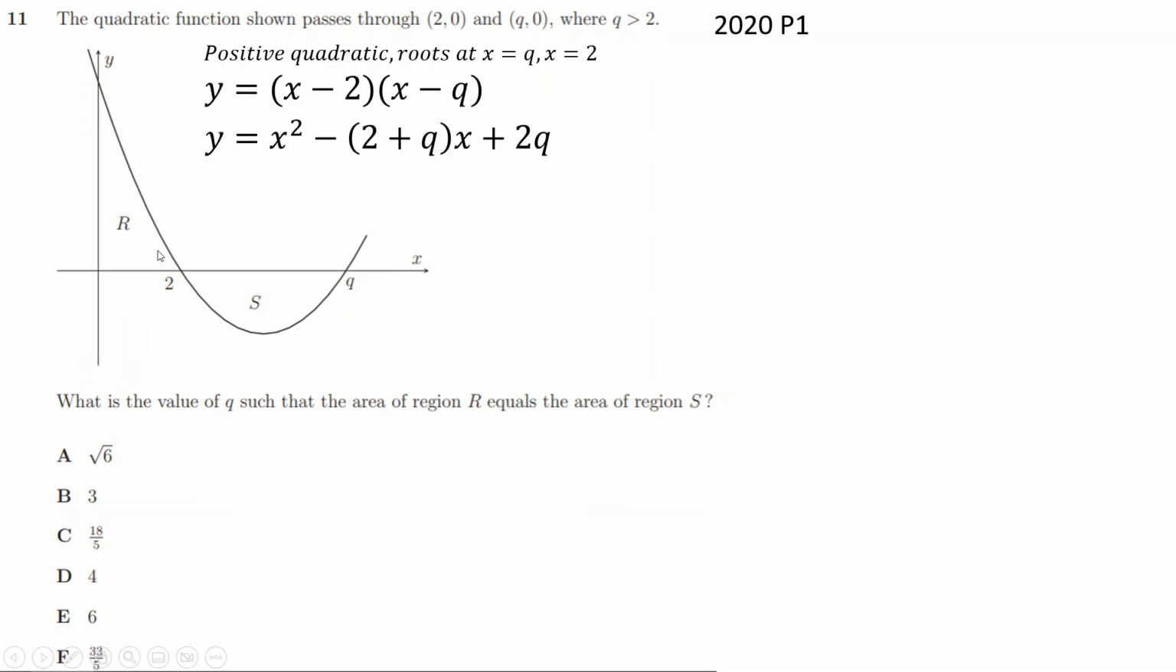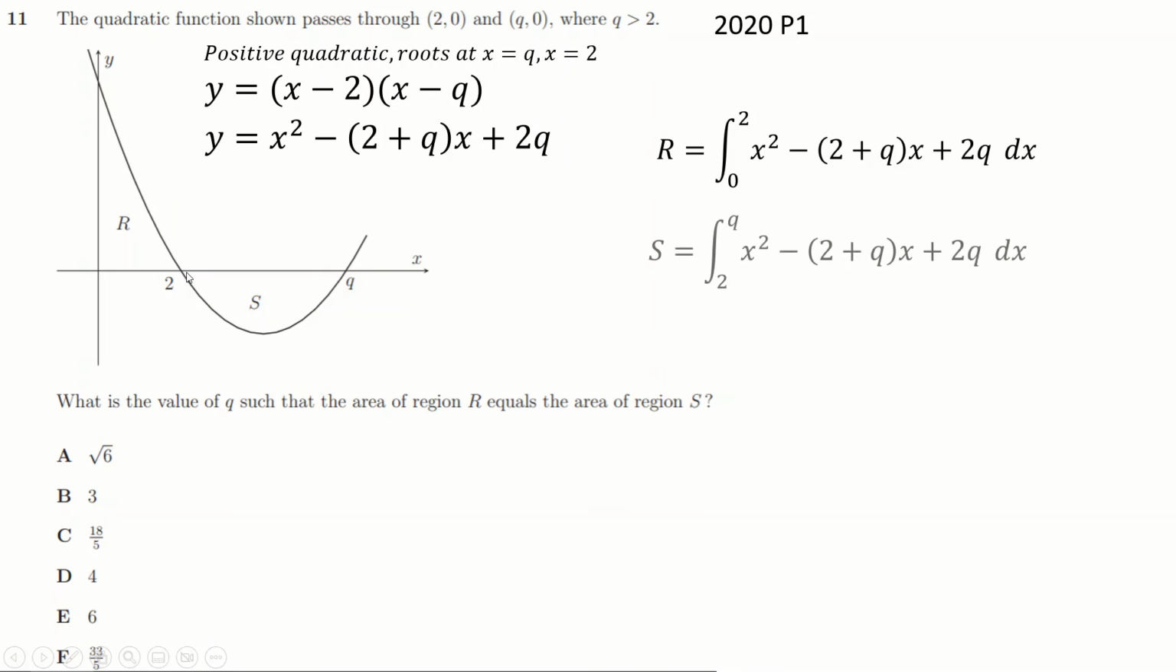Now the region R is going to be the integral between 0 and 2 of this, and the region S is going to be the integral between 2 and q, and you could do this minus this to make 0, except that wouldn't quite work, because remember this integral is going to give you a negative value because it's below the axis, so you actually do this plus this to give you 0.